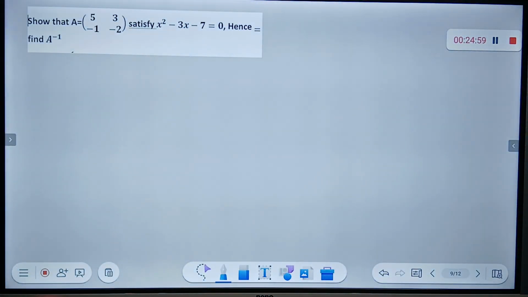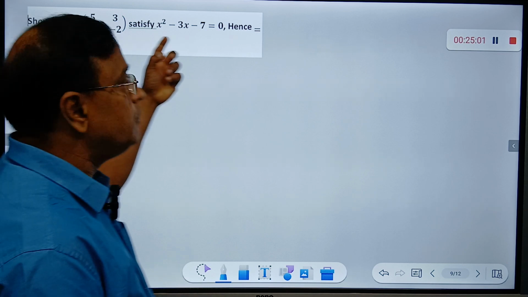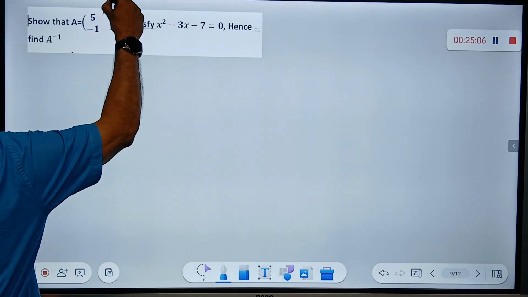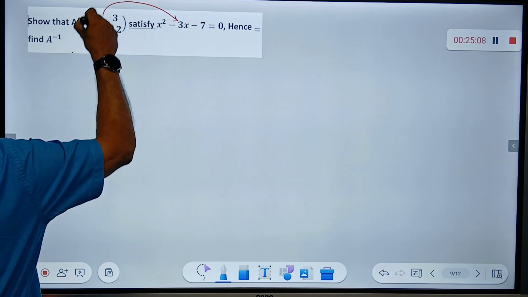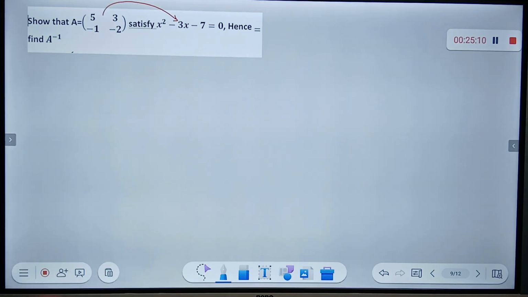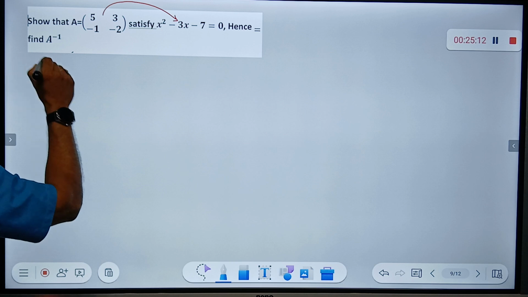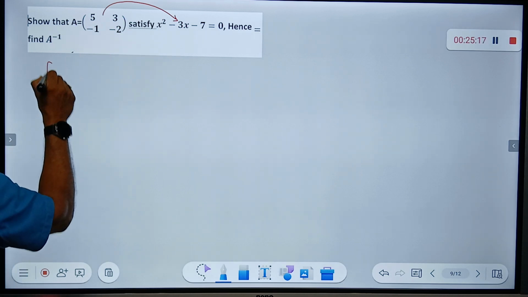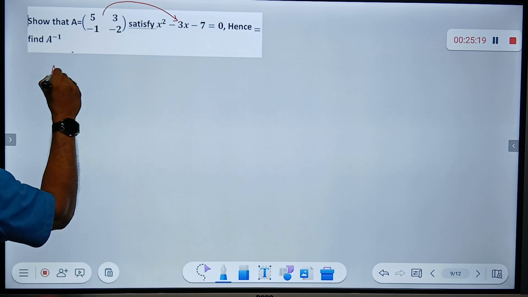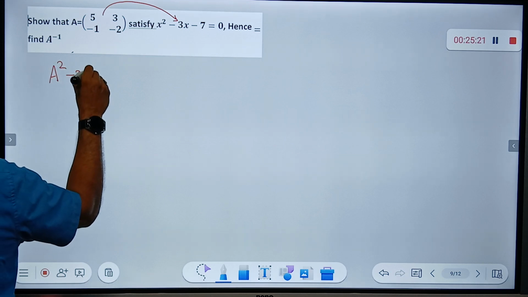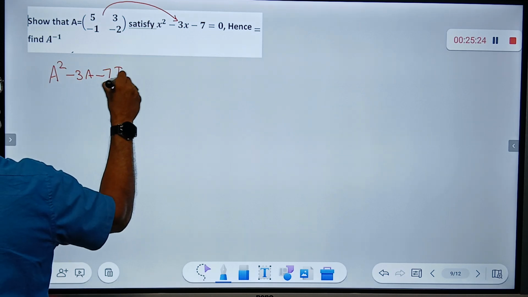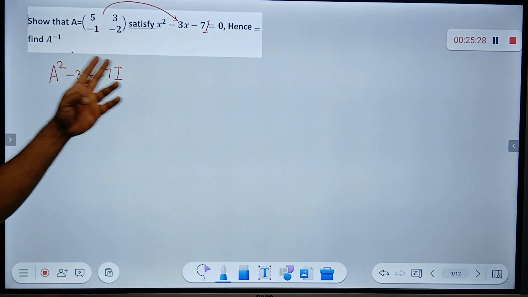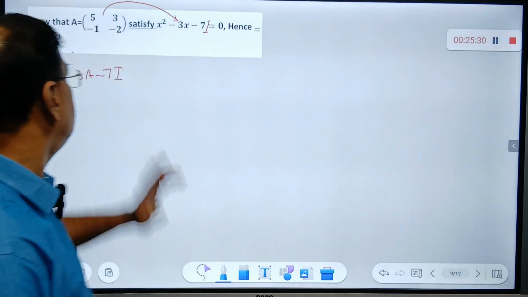Now, a similar question. I have to show that this matrix satisfies this equation. How do I make it satisfy? In place of x you put A. So you have to verify A square minus 3A minus 7I, it should be 0, and check whether it satisfies or not. If it satisfies, then you find A inverse.